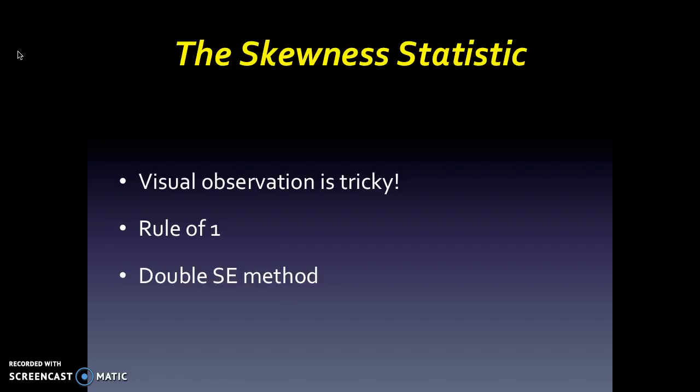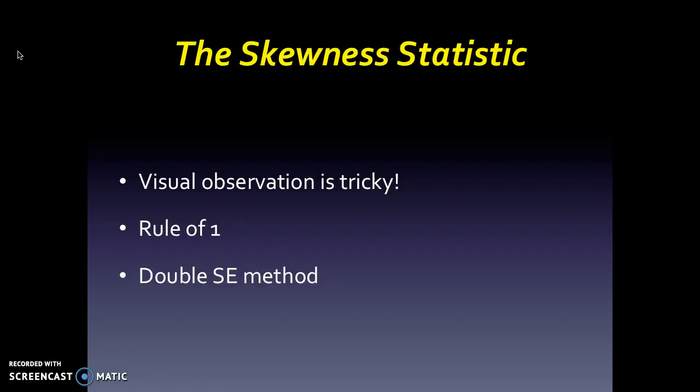The rule of one refers to a criteria that is commonly used to judge an acceptable skewness score. If the score for a data set is between plus or minus 1, then it is considered normally distributed. If the score is beyond plus or minus 1, then the data is not considered normal and is not appropriate for parametric data analysis. We can also use the double SE method.